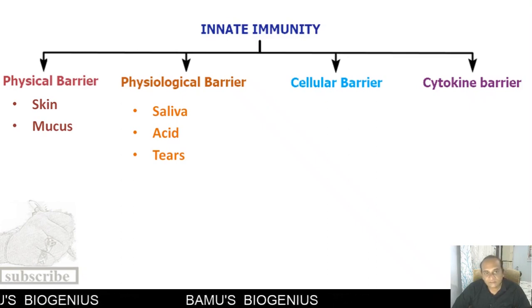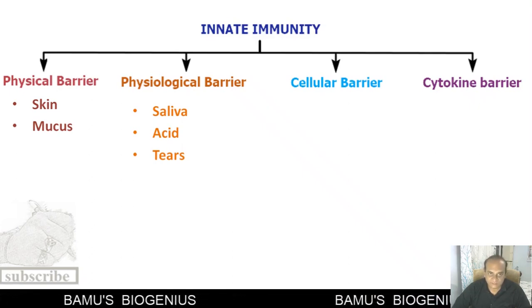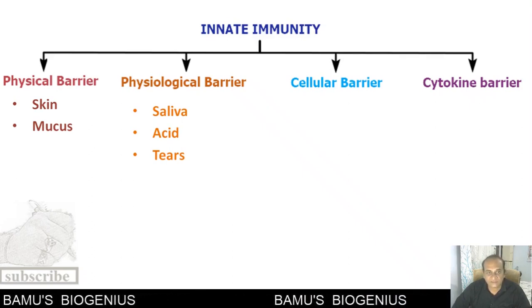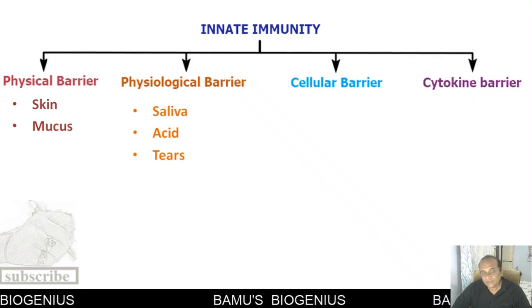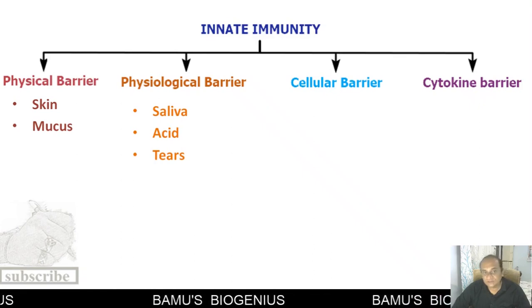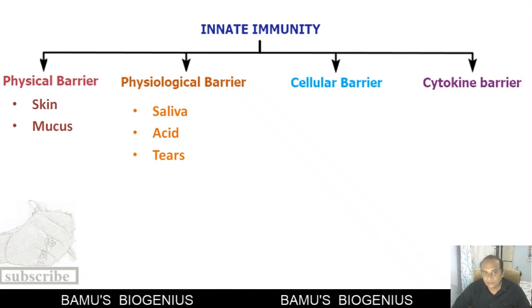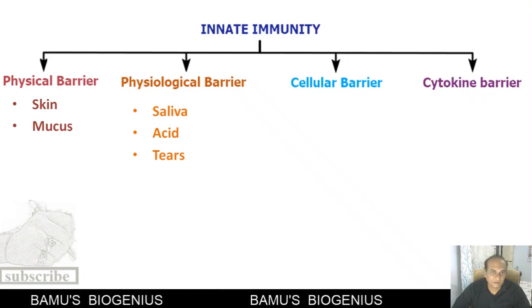Then another kind of physiological barrier is acid. The stomach lumen is filled with acid with the help of specialized epithelial cells called parietal cells or zymogenic cells. These are responsible for the secretion of acid in the stomach cavity. This acid is also responsible for immediate killing of bacteria because its pH is about 1.5 to 3. So in this acidic environment, these microbes will not survive.